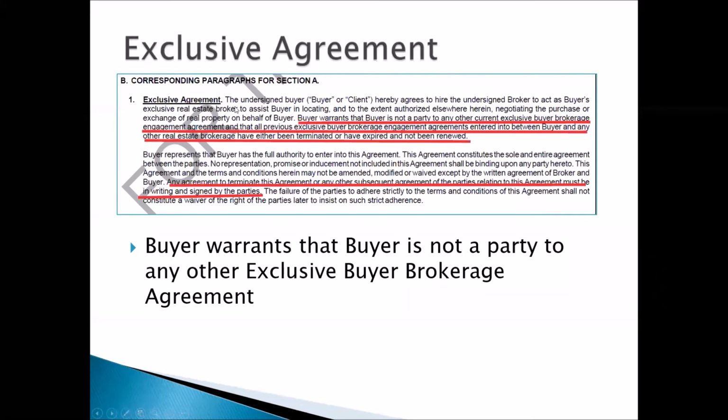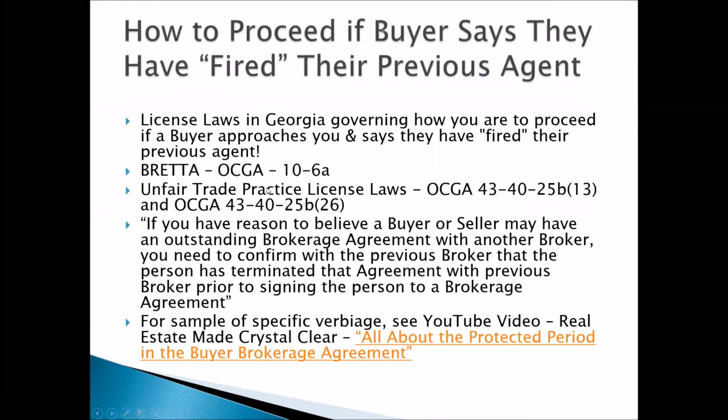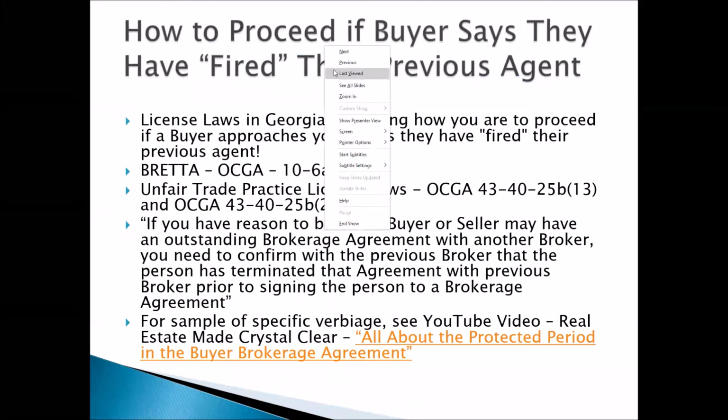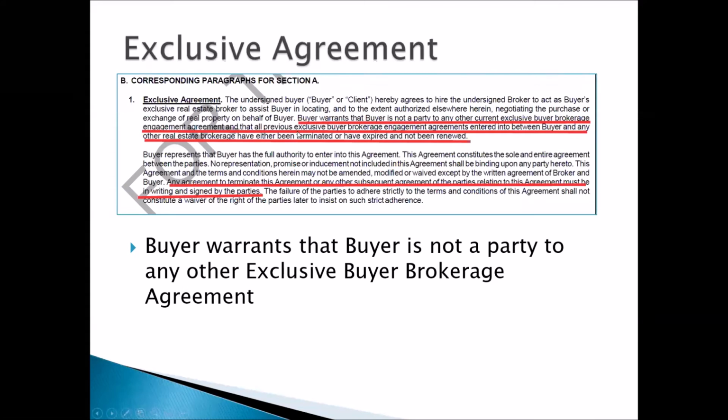All right. Then it talks about the exclusive agreement. This says buyer warrants that the buyer is not a party to another exclusive buyer brokerage agreement, and any agreement to terminate this agreement or any other subsequent agreement must be done in writing and signed by the parties. So this gets a little crazy.